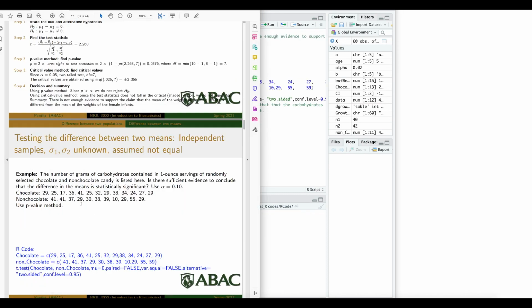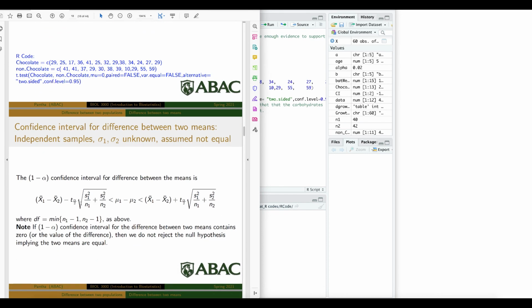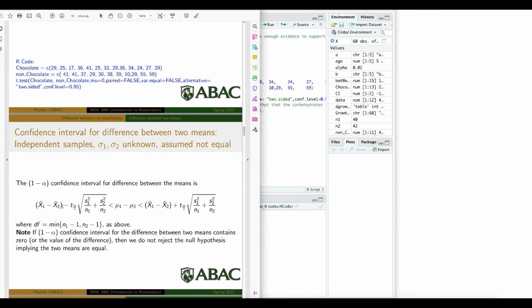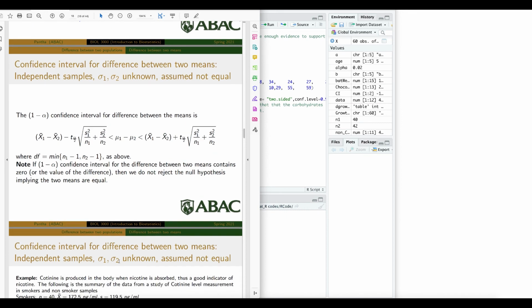So let us see, this is the formula to find the confidence interval. It is similar to the previous one, just the difference is there is S1 squared, S2 squared, and instead of Z there is T. Okay. And again, to find t alpha over 2, the degrees of freedom will be the minimum of n1 minus 1 and n2 minus 1 as above. And note again, if the 1 minus alpha confidence interval for the difference between two means contains 0, then we do not reject the null hypothesis, implying the two means are equal. So this is the same concept.